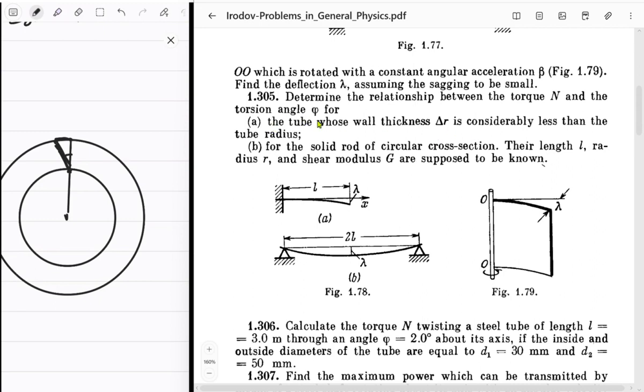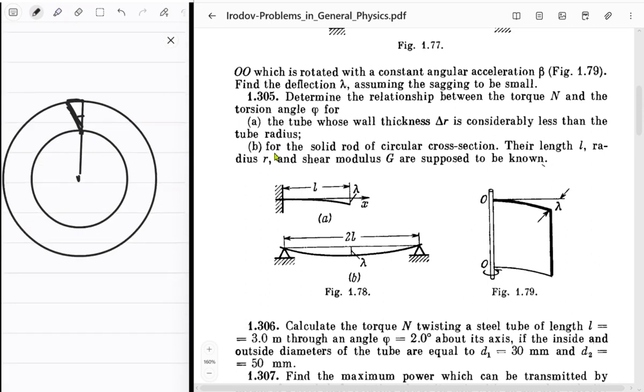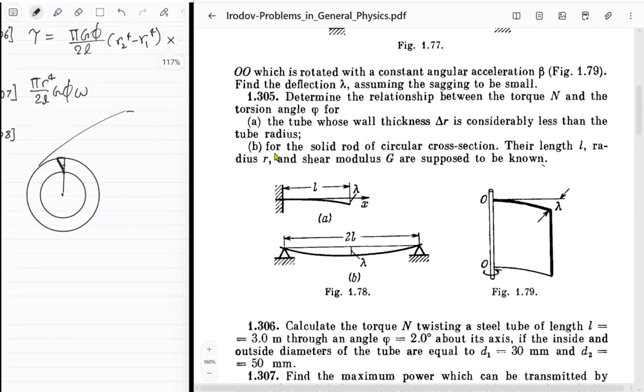Yeah, okay, so the tube whose wall thickness delta R is considerably less than its tube radius, fine. And then the torque and torsion. No, it's a completely different thing that we're doing right now. In that case, you need to think of it three-dimensionally. It's actually this part which is staying just like that, and this part is rotating, right? In this case, that's not happening. In this case, this part is also rotating.